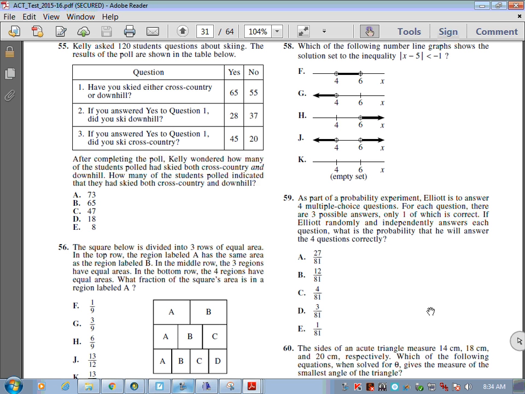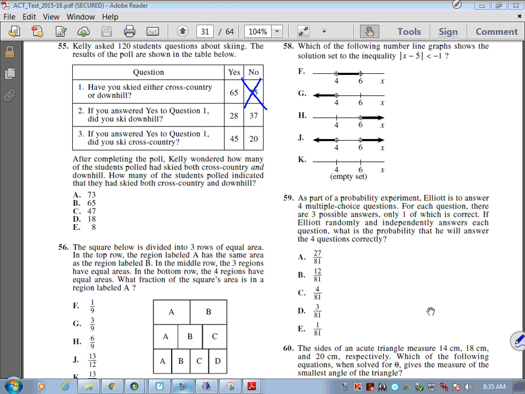Okay, so you have to understand first how this polling is being done. We have 120 kids, correct? Everybody's going to answer the first question. If you add up 65 and 55, you get 120 people. But 55 of those people say no, which means none of these 55 people are going to answer question number 2. All 65 are going to answer questions 2 and 3.